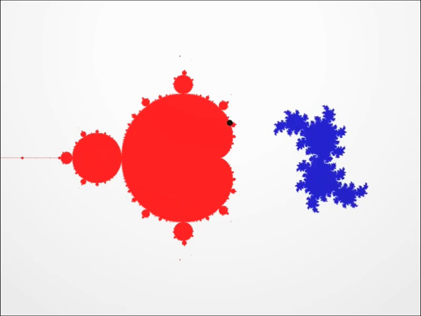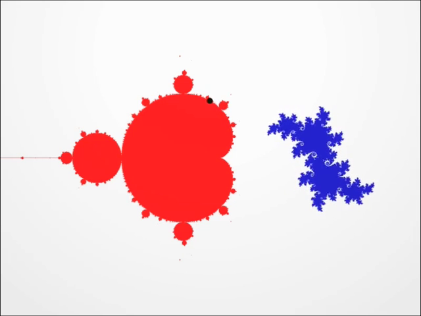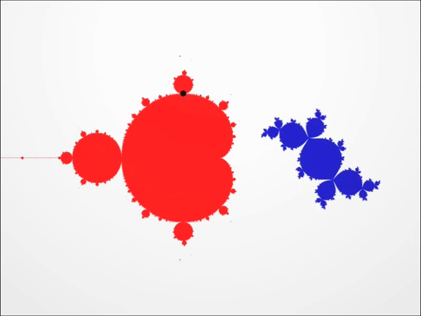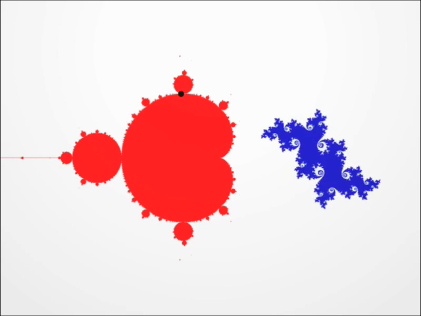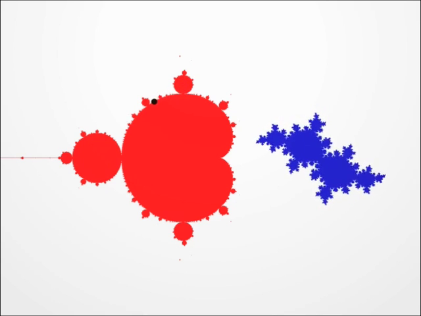But sometimes, for some values of C, the Julia set seems to disappear. One cannot see anything anymore on the screen. Like now, for instance. The truth is that the Julia set blew up into an infinite number of pieces so small that you don't see anything on the screen.